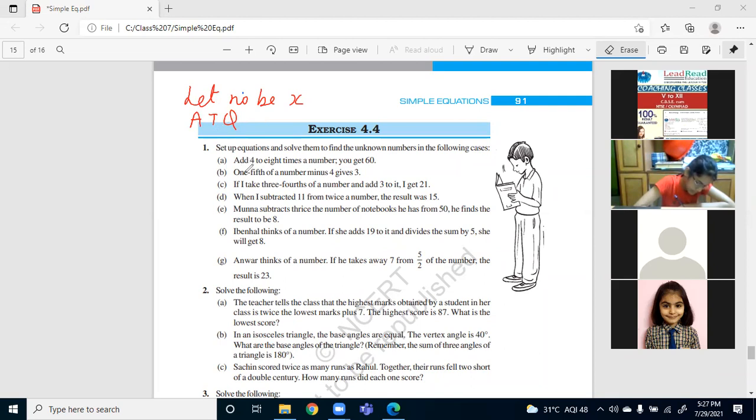Then I will write 1/5 of the number. So what does it mean? 1/5 of the number means x upon 5, minus 4, gives me 3. So x upon 5 minus 4 is equal to 3. So do you understand this equation? 1/5 of the number minus 4 gives 3.